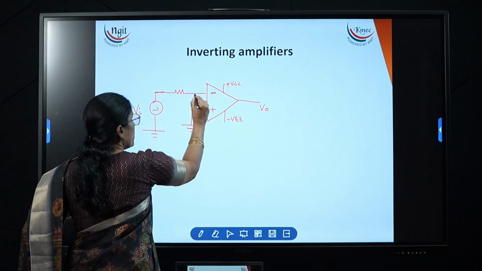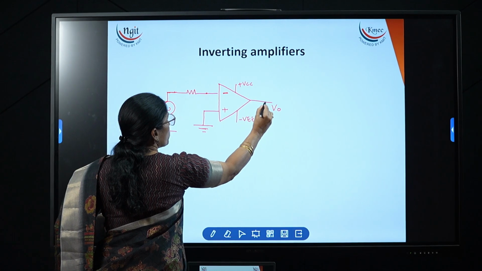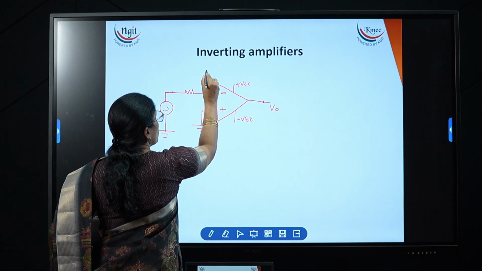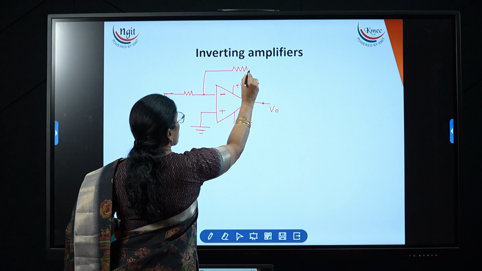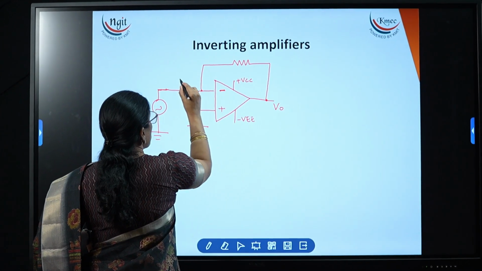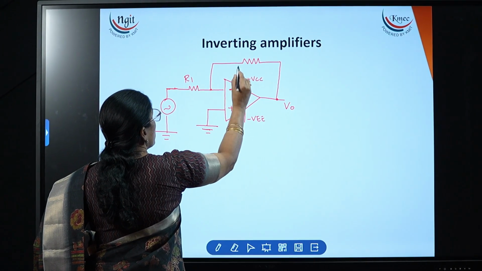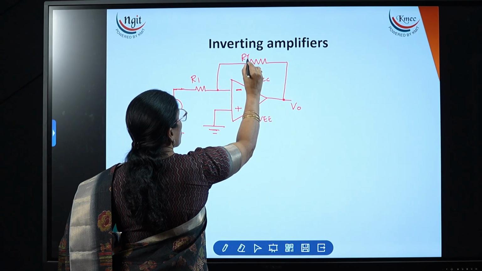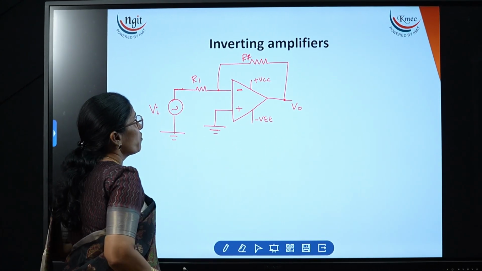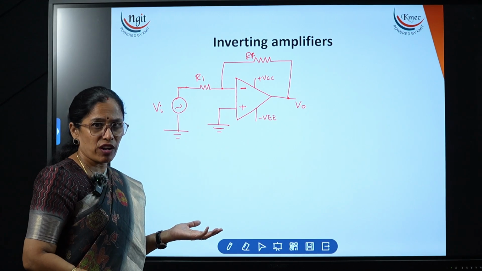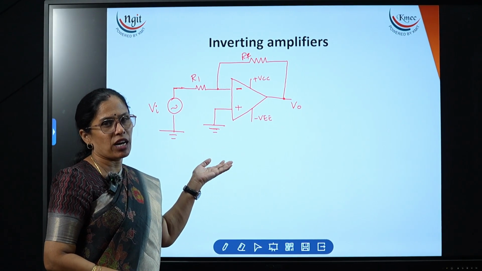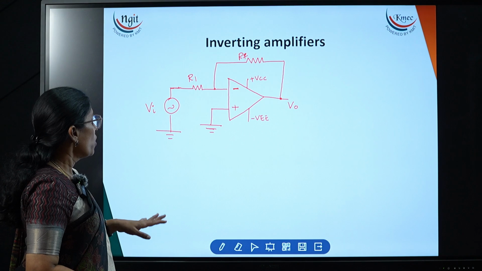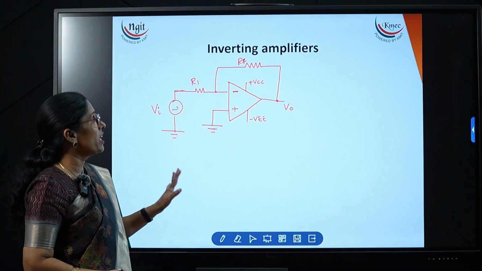That's why from this point to this point I have to connect one resistor. I am naming this R1 and this R2 or RF. Because it is a feedback resistor, we can denote it as RF, or if you want to denote it as R2, that is also fine. Now here we need to calculate the gain.